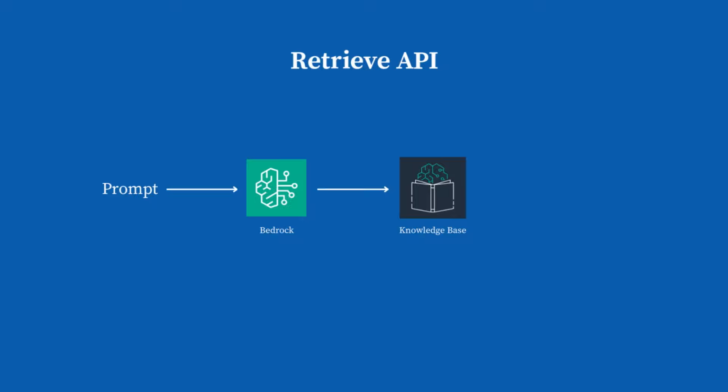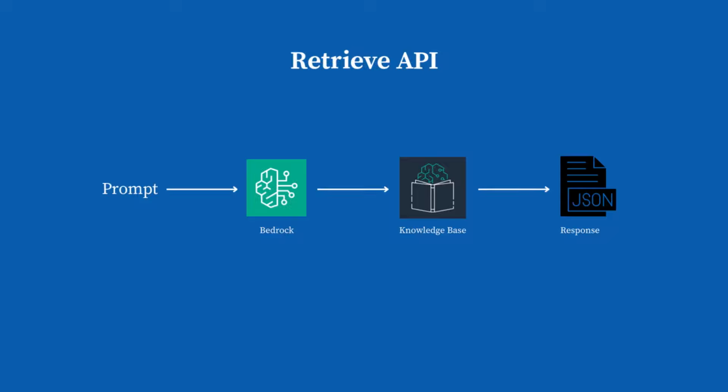The Retrieve API is designed to fetch relevant information directly from your knowledge base. When a user sends a query, Bedrock does not generate a response. It simply searches the knowledge base and returns the most relevant chunk of data. Think of it as a powerful search engine for your custom knowledge base. You provide a prompt, Bedrock looks into the stored documents and gives you back the matching piece of text. This is especially useful when you want raw data or supporting documents rather than a natural language answer.